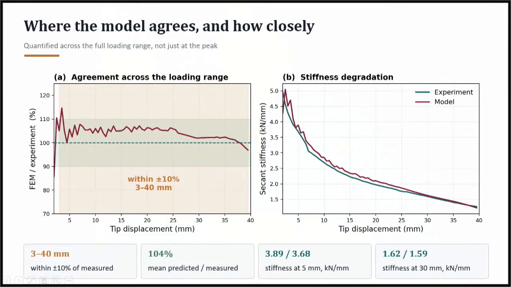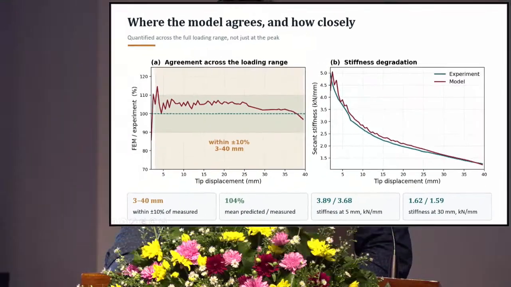So by looking at the experimental and numerical curves, we can extract some data. It is not just the peak displacement agreement, but across the tip displacements throughout, you can see how the numerical and the experimental curves are behaving and how it is in a close range of accuracy within the experimental results. Also, the stiffness degradation with the experimental and model also coincides very accurately.